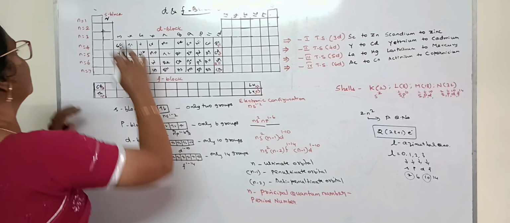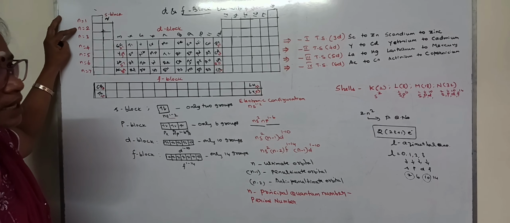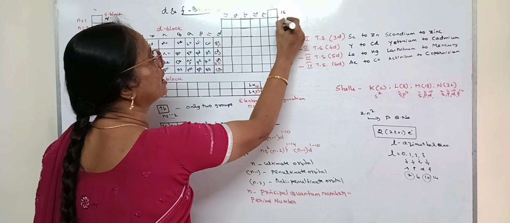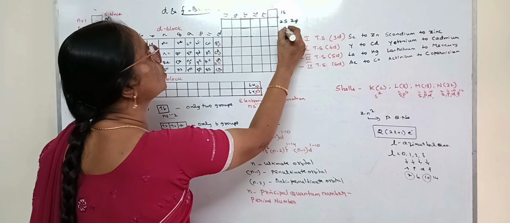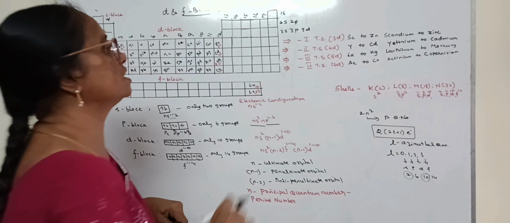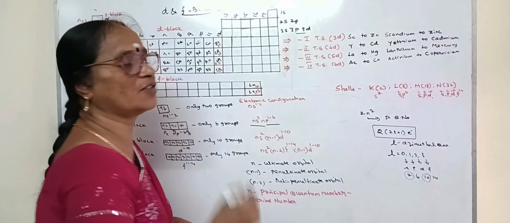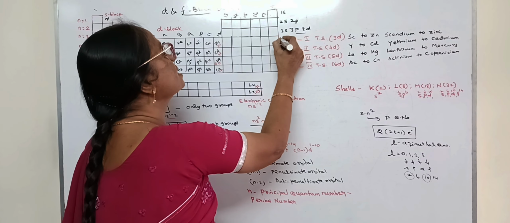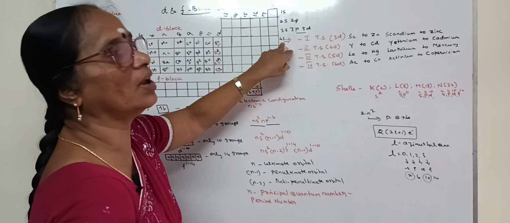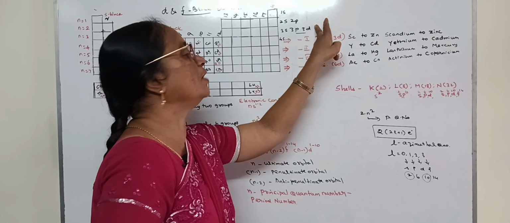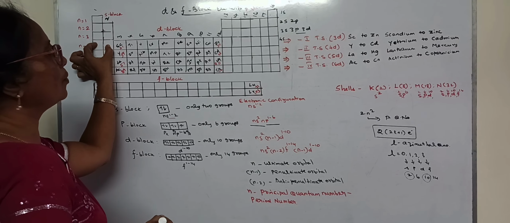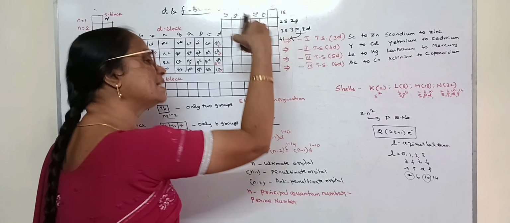But the one thing: the first period has only 1s, the second period has 2s and 2p, and the third period should have 3s, 3p, 3d. But according to the Aufbau principle, because of the difference in energies of the p, d orbitals and the 4s orbital, what happened? The electron preferably enters the lowest energy level of the 4s orbital, following that fills up the 3d orbital. So this is why after filling up of the 4s orbital only, the 3d orbital gets filled up.